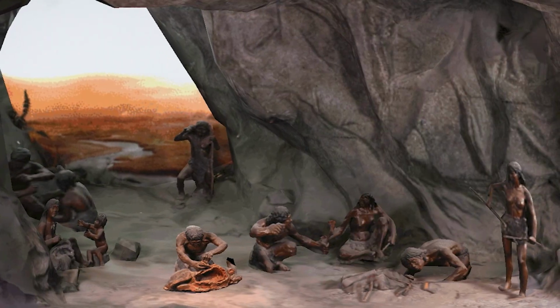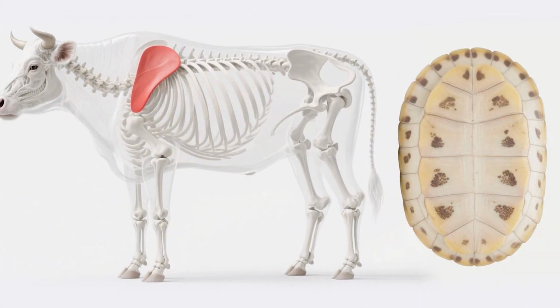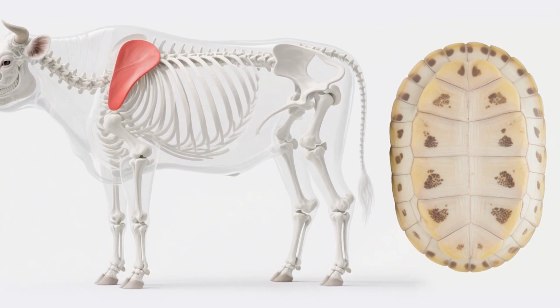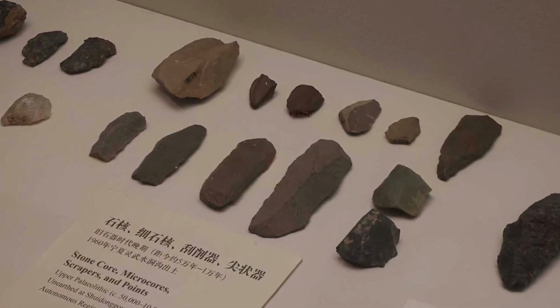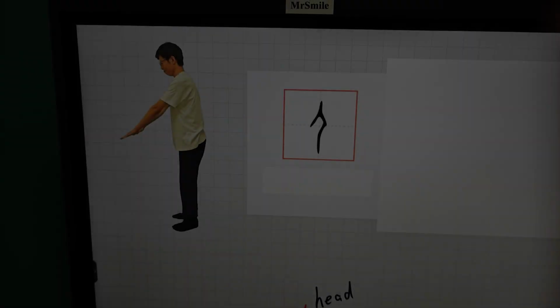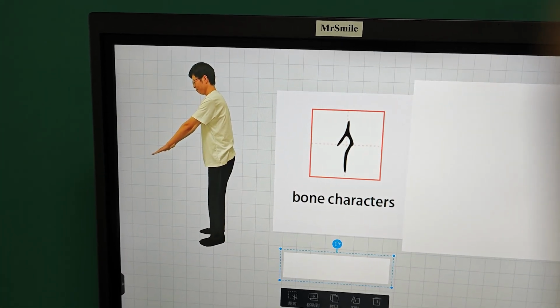Because there were no computers, cell phones, or paper and pens in those days, you found some cow bones and turtle shells that were flat. So you used a sharp stone to carve the symbol for 人. This is the Oracle bone script. In my videos, from now on, I'll call it bone characters.